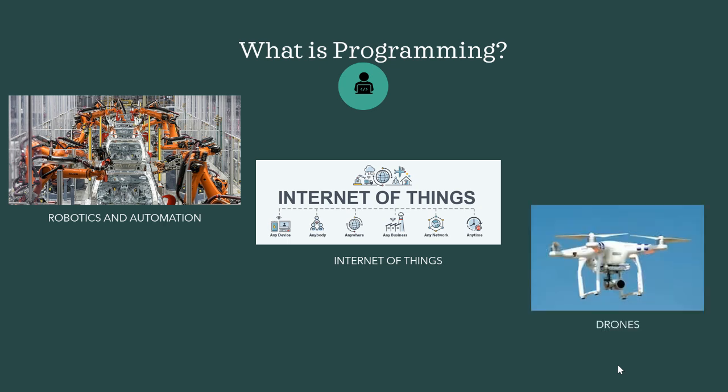Thirdly, we have drones. You can use programming on drones for security purposes or artificial intelligence such as machine learning, and you can program it to fly only at a specific area.